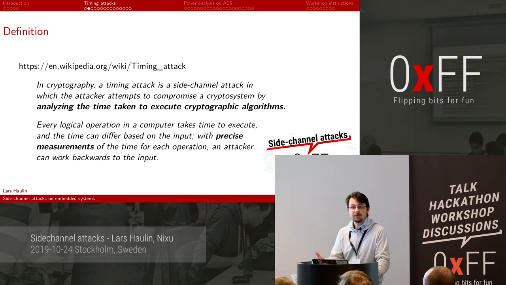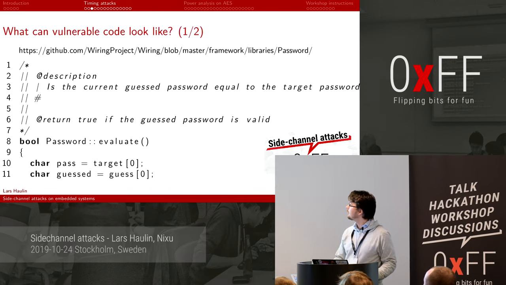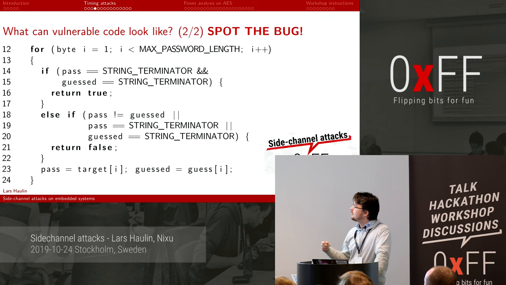I was just looking for a password check function for the Arduino, and this was the first one I found, and it actually has a vulnerability in it. This is the evaluate password function, and it looks like this. It loops through all the characters, and if you reach the end and both are string terminators, then you return true. Otherwise, if the characters are different, or if you reach one string terminator before the other, then you return false.